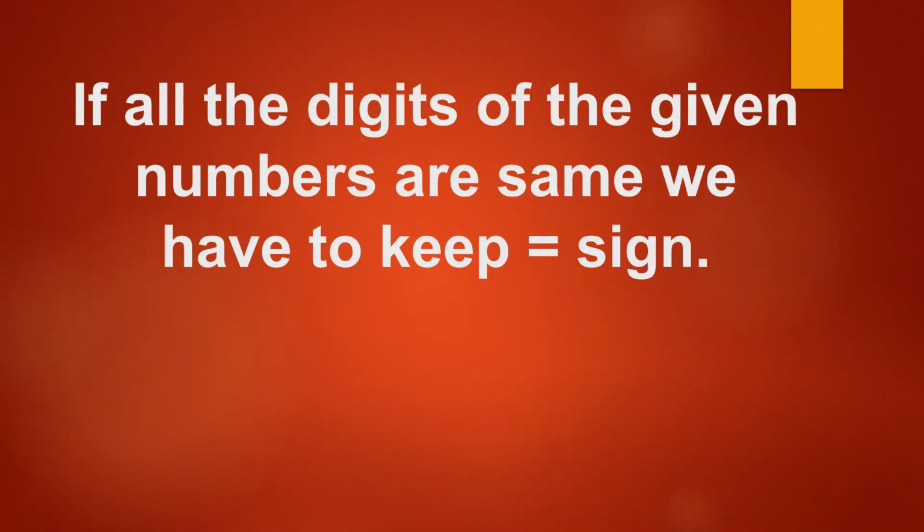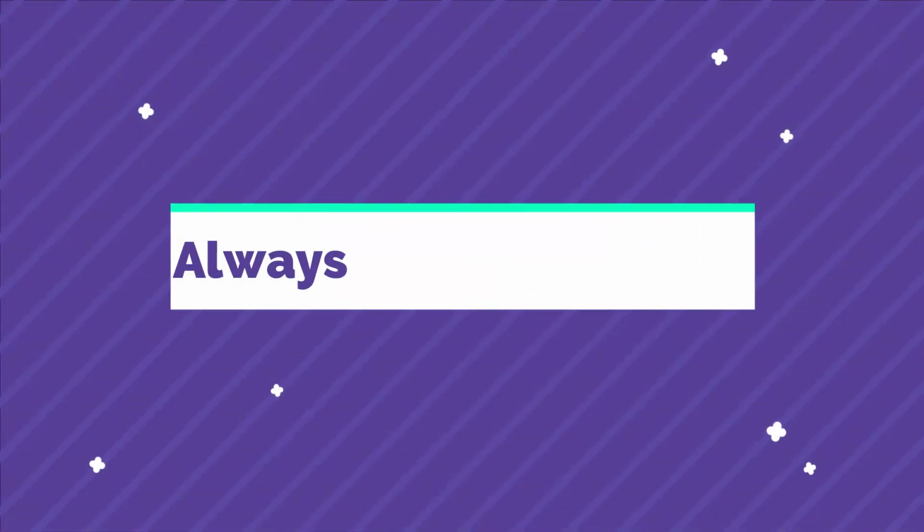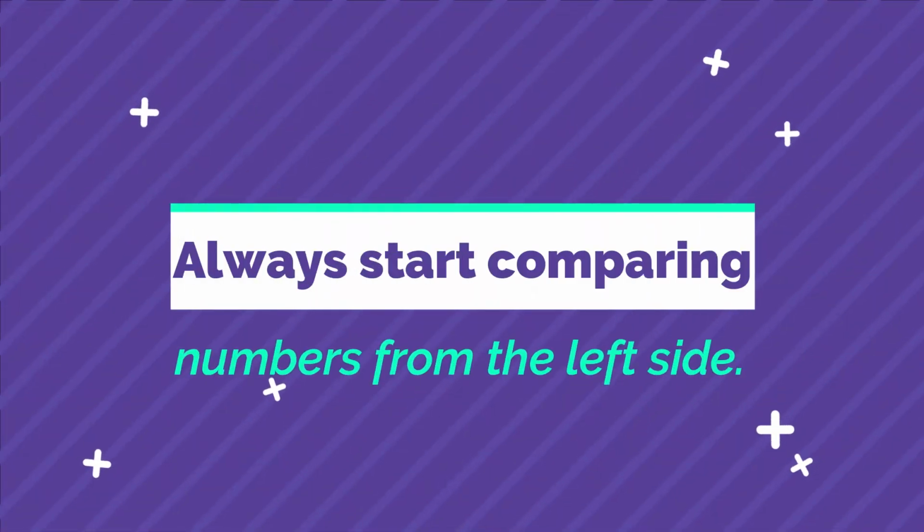Children, if all digits in the given numbers are same, we have to keep the equal to sign. Example, 33 is equal to 33, 456 is equal to 456. Understood, children, how to compare the numbers? While comparing the numbers, always compare from the left side only.